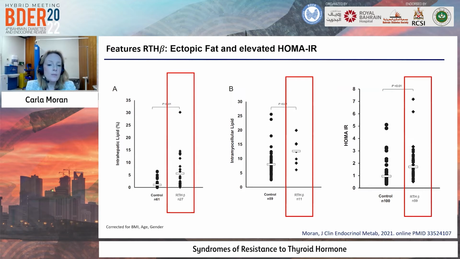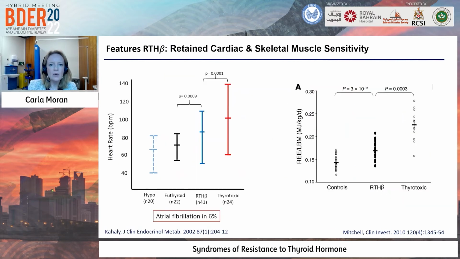And you may remember that patients with conventional thyrotoxicosis tend to have a raised SHBG. And these patients with RTH beta, although they have raised T4 levels, they tend to have an SHBG that is within the normal range. And again, this reflects hepatic resistance to thyroid hormone action. But as I've shown you, they've got raised T4 and T3.